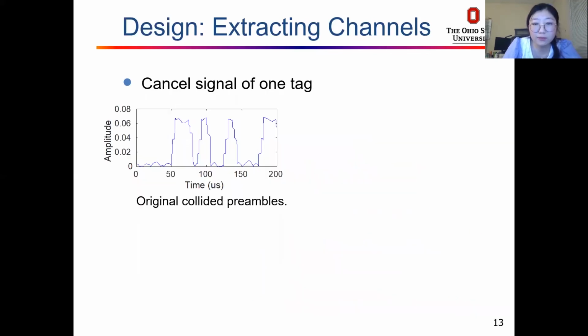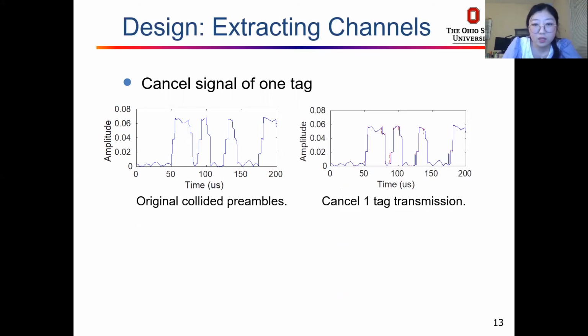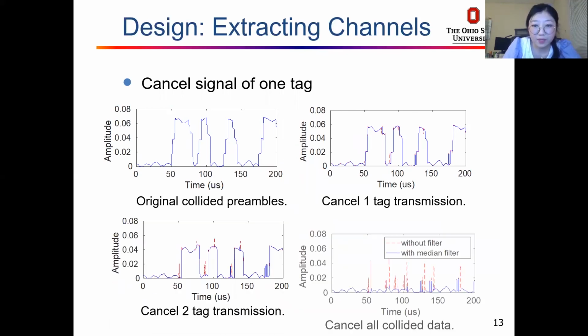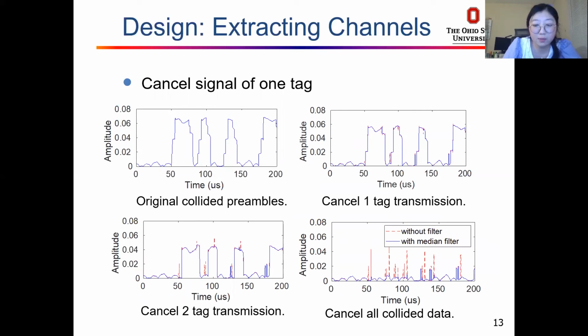Since the preamble of the RN16 is predefined and the channel of one tag is known at this time, the data transmitted by this tag can be predicted and extracted from the residual data. The figure plots the procedure of canceling the transmitted signal of one tag after another. By repeating the previous procedure, we are able to recover the channels of all the collected data and identify them.